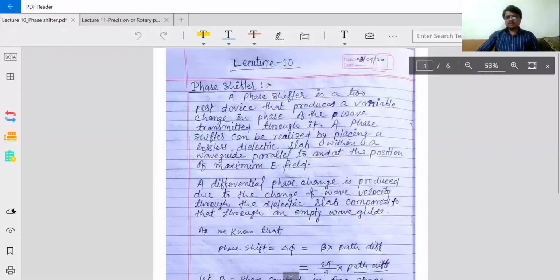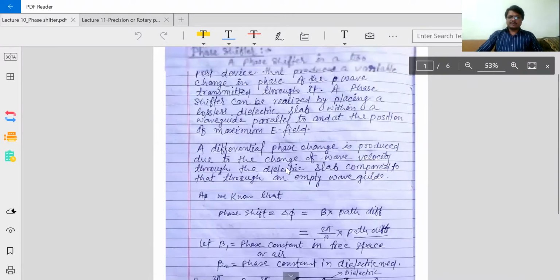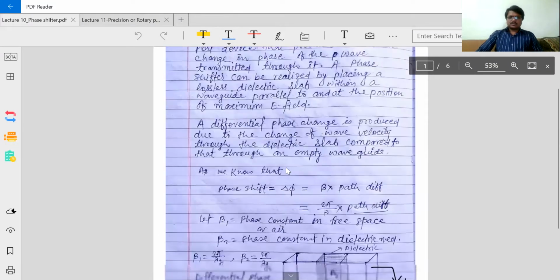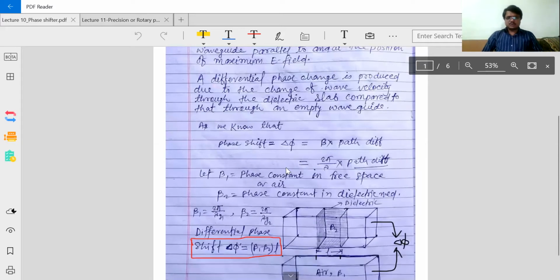Let us begin with the phase shifter which gives the constant phase difference. A differential phase change is produced due to the change of the wave velocity through the dielectric slab compared to that through an empty waveguide.